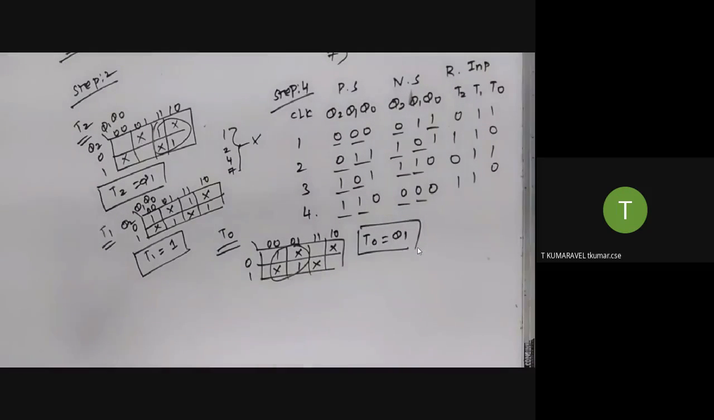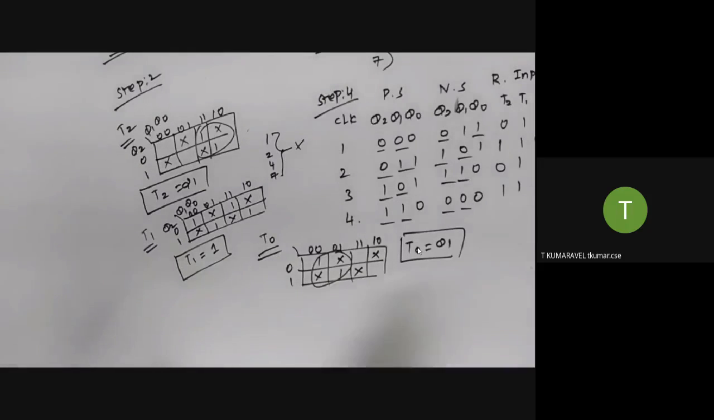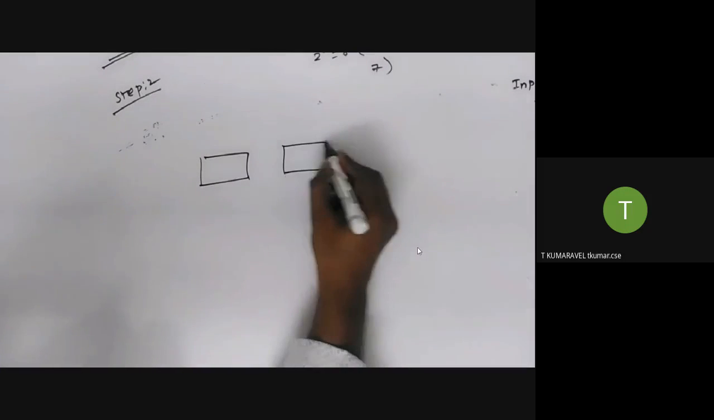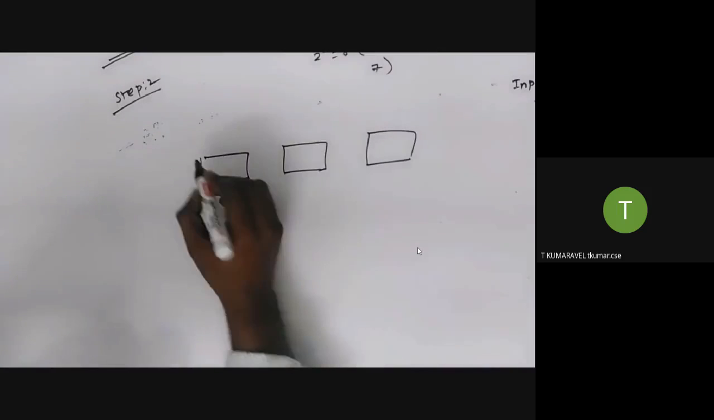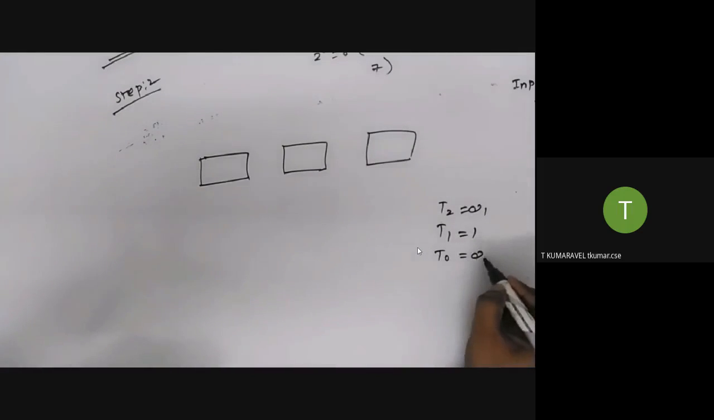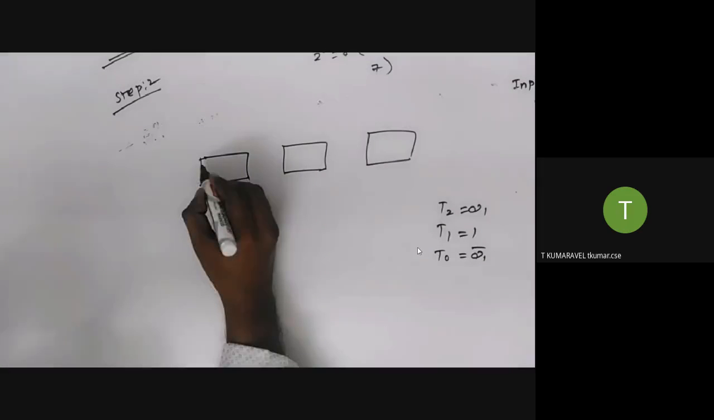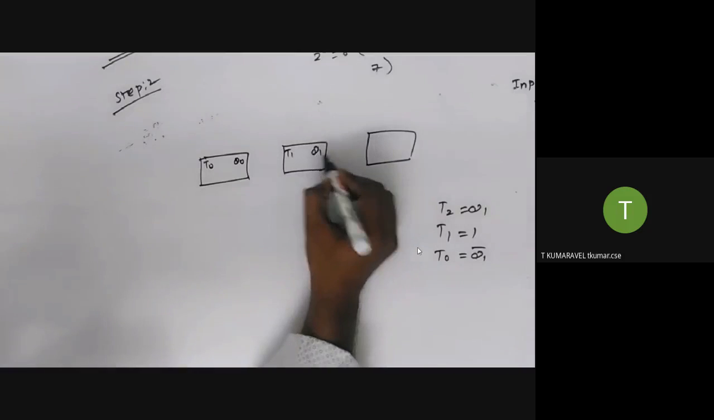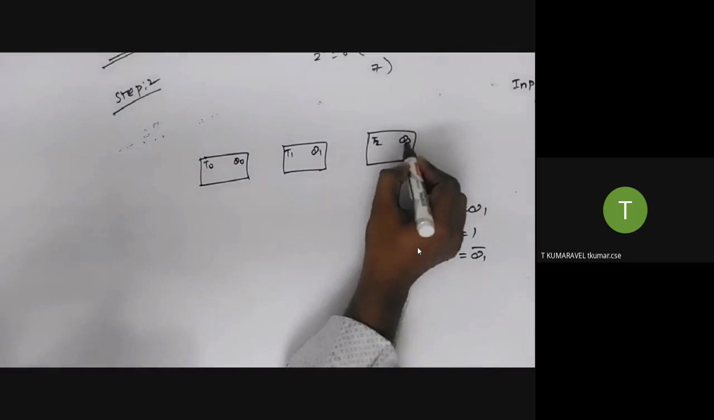Now, what is the logic diagram? How do you draw it? To implement this concept we need 3 flip-flops. What is the value of T2? T2 is nothing but Q1. What is the value of T1? 1. What about T0? T0 equals Q1 bar. So T0 goes with Q0, T1 with Q1, and T2 with Q2.